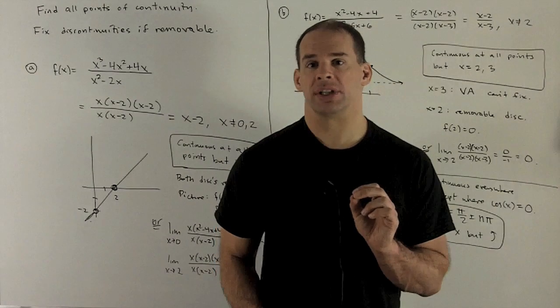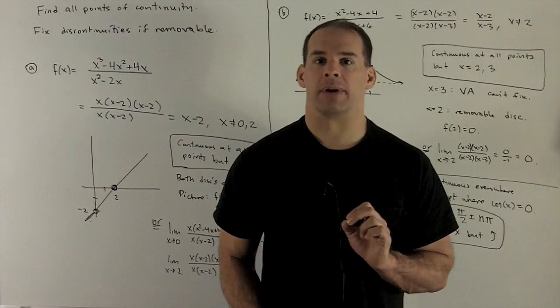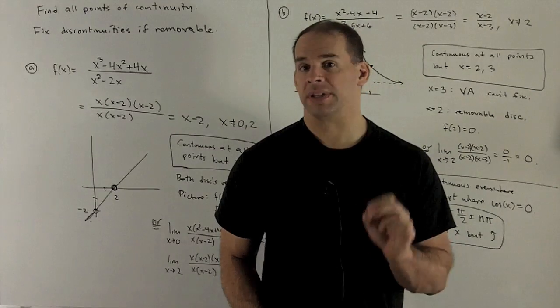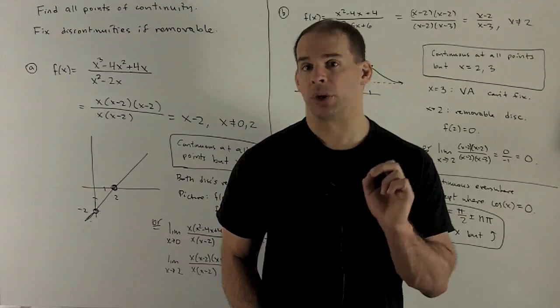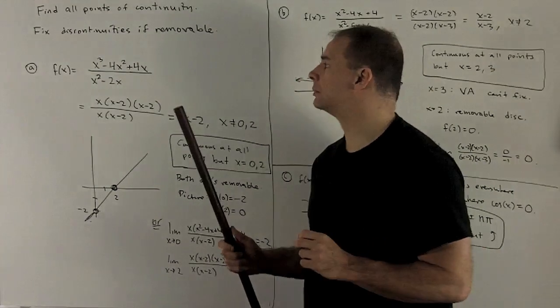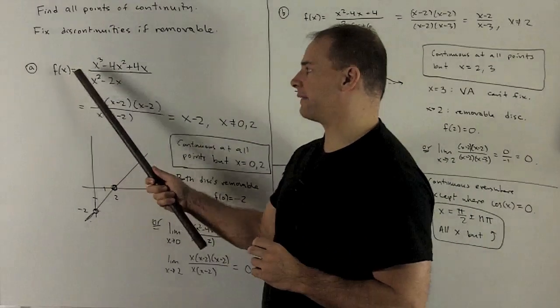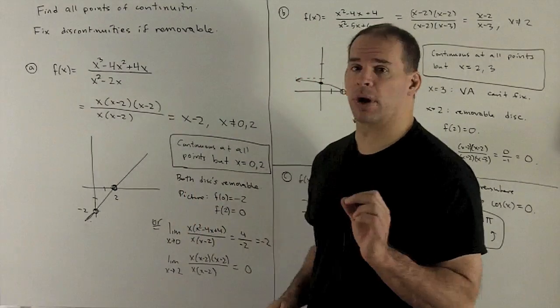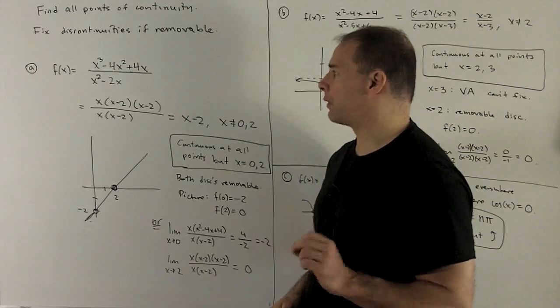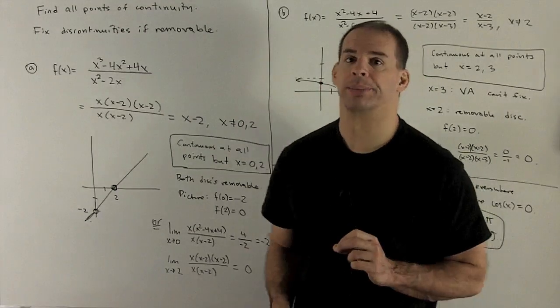For the following functions, find all points where the function is continuous. If the discontinuities are removable, show how to fix them. All right, I'm going to start with the function f of x equals x cubed minus 4x squared plus 4x over x squared minus 2x.